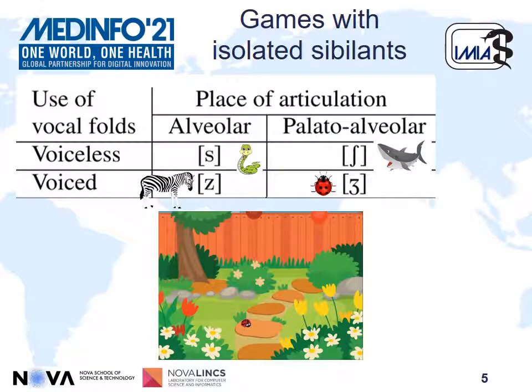Speech therapy has several stages, and when children have stigmatism, one of the first stages is to start practicing the isolated sibilant sounds. So they start to practice producing the s, z, sh, j sounds. We have previously developed and proposed games for practicing these isolated sounds, like in the example in this slide, in which the child has to produce the sound j to play the game.